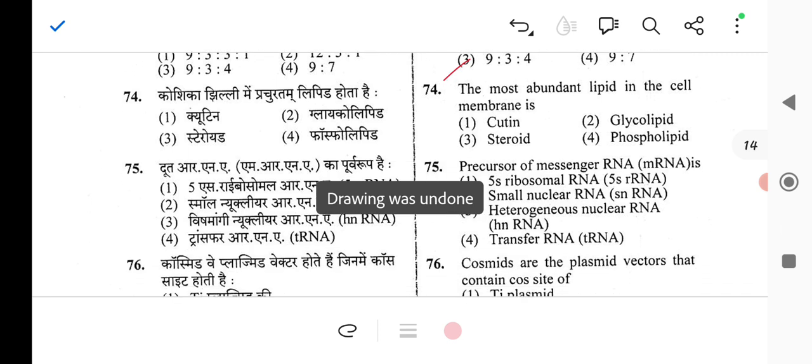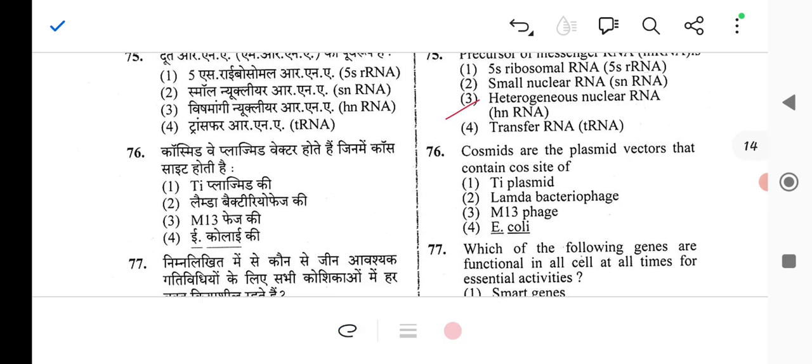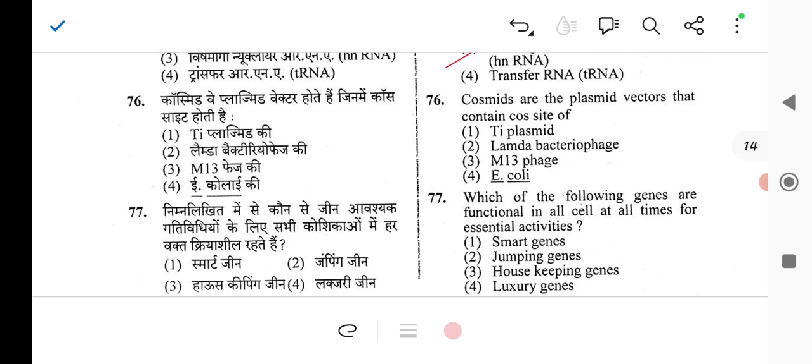messenger RNA. Precursor is hnRNA, which has both exons and introns. So from there introns are spliced out. Next is cosmid or plasmid vectors that contain cos site of. So they contain cos site from lambda bacteriophage.